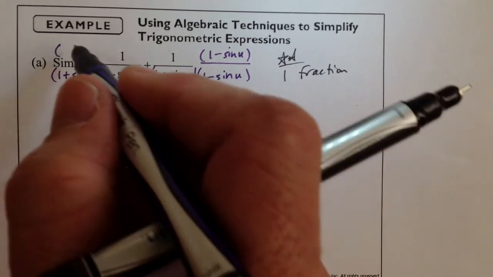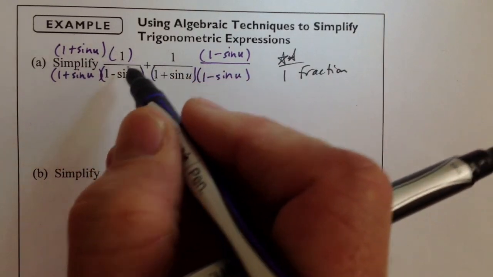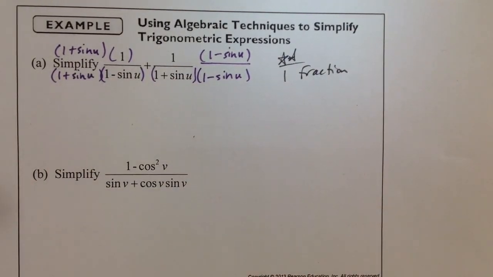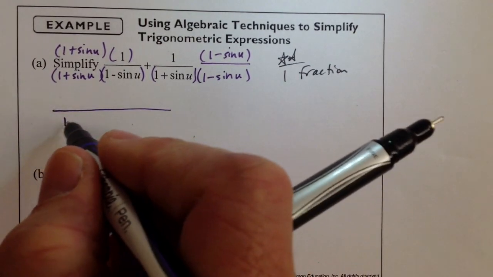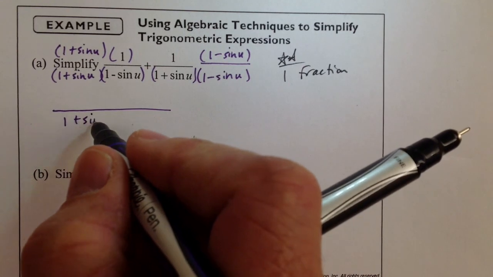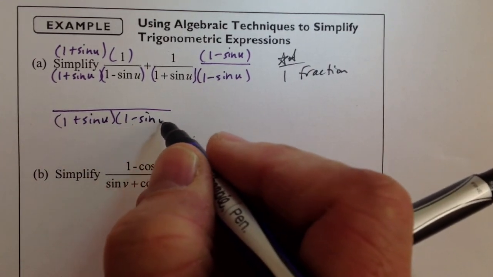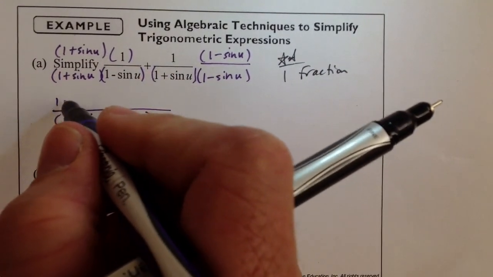So in order to do that, multiplying top and bottom of this first fraction by 1 plus sine of u. Okay, and then our common denominator again would be 1 plus the sine of u times 1 minus the sine of u, and the numerator becomes 1 plus sine of u.